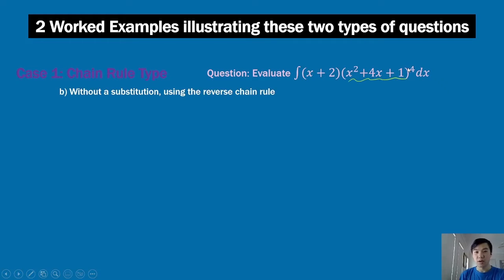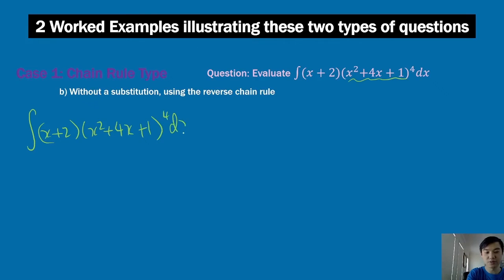Now, with the reverse chain rule, if we have a function inside a function, we want to make sure that the derivative of the function inside is multiplied on the outside. So in this case, the derivative of x squared plus 4x plus 1 is 2x plus 4. So we want to make sure we've got a 2x plus 4 on the outside. However, we don't have that. So we're going to have to do a bit of algebraic manipulation in order to get that to happen.